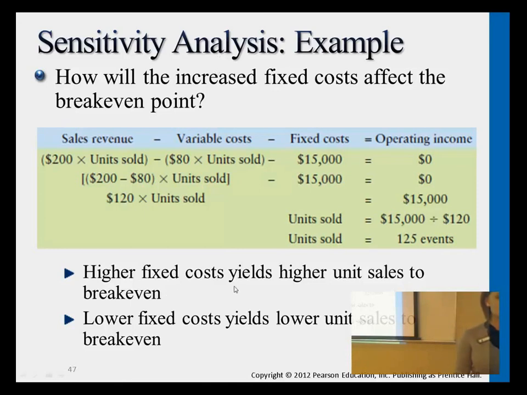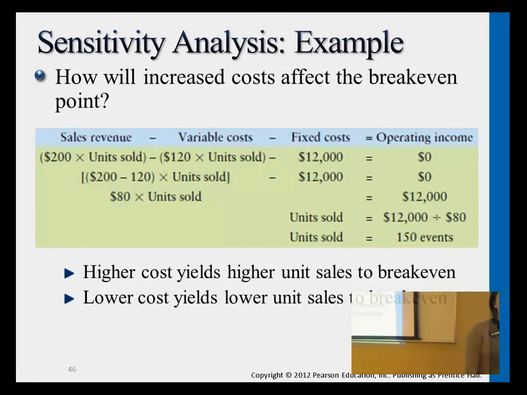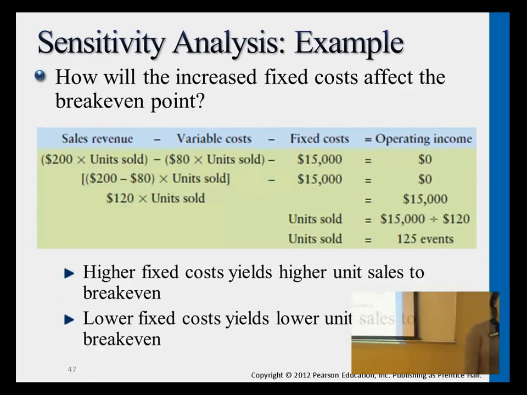So here is a different story. We have higher fixed costs that yield higher unit sales to break even, and lower fixed costs are going to yield lower unit sales to break even. Do you see how here higher cost yields higher unit sales, right? So make sure you understand this difference. So fixed cost and variable cost, we're going to split it right now and go through both cases.